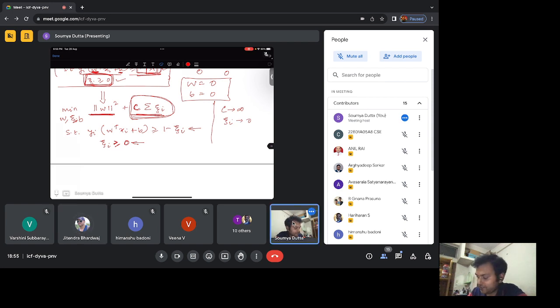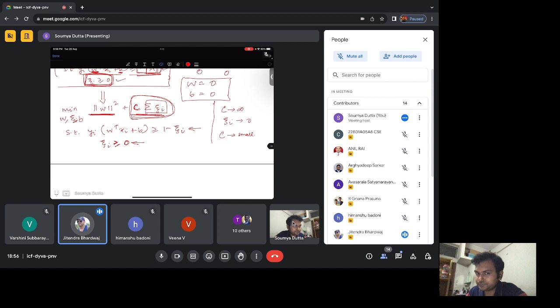Now let's say your C becomes very small. Say C is 10 to the power minus 10. I mean, you will never put such values, but suppose 10 to the power minus 10. Then what will happen is your zeta i can increase, because even then the loss won't increase that much. So now you will be incorporating more and more errors in the training data.